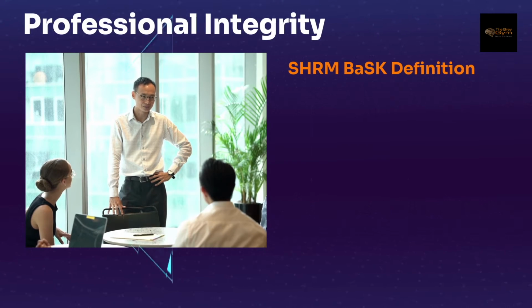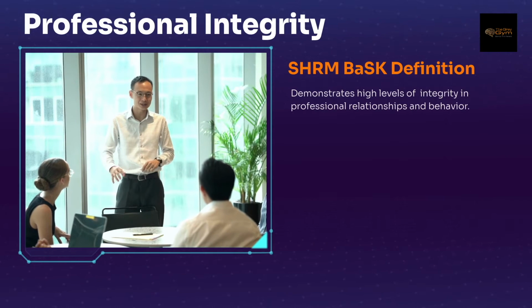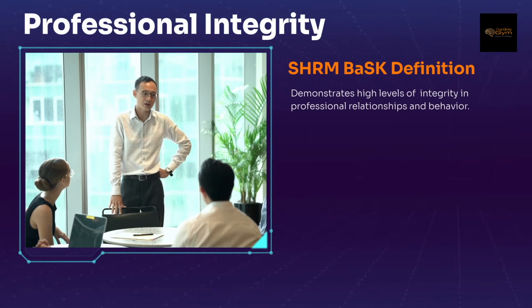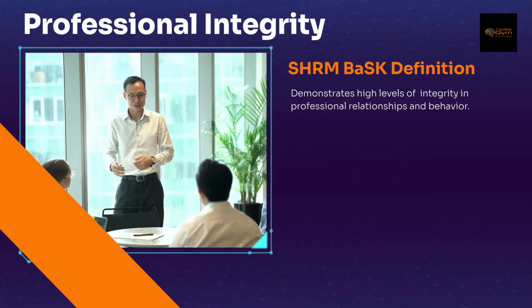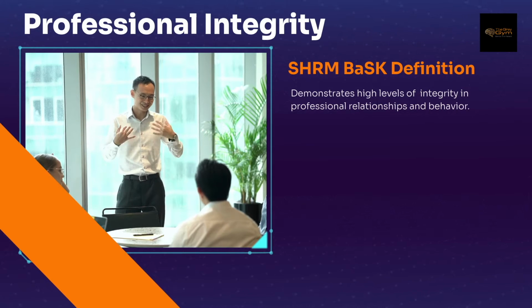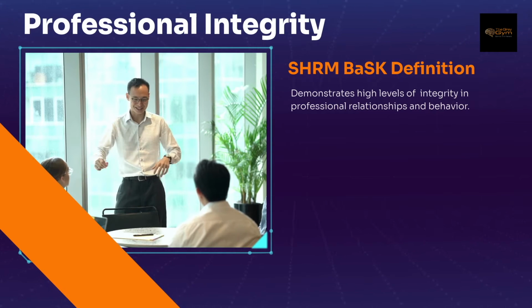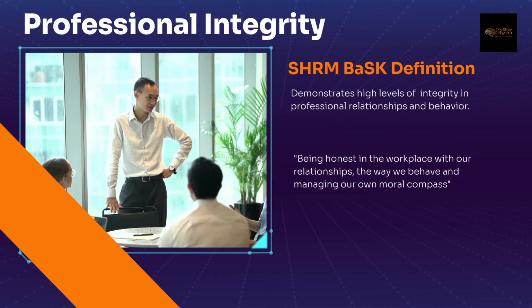The SHRM BaSK defines professional integrity as demonstrates high levels of integrity in professional relationships and behaviors. To break down this definition, we need to understand the word integrity, which can be described as the quality of being honest and having strong moral principles. So by this we can understand that the meaning of professional integrity is being honest in the workplace with our relationships and the way we behave, and also managing our own moral compass.